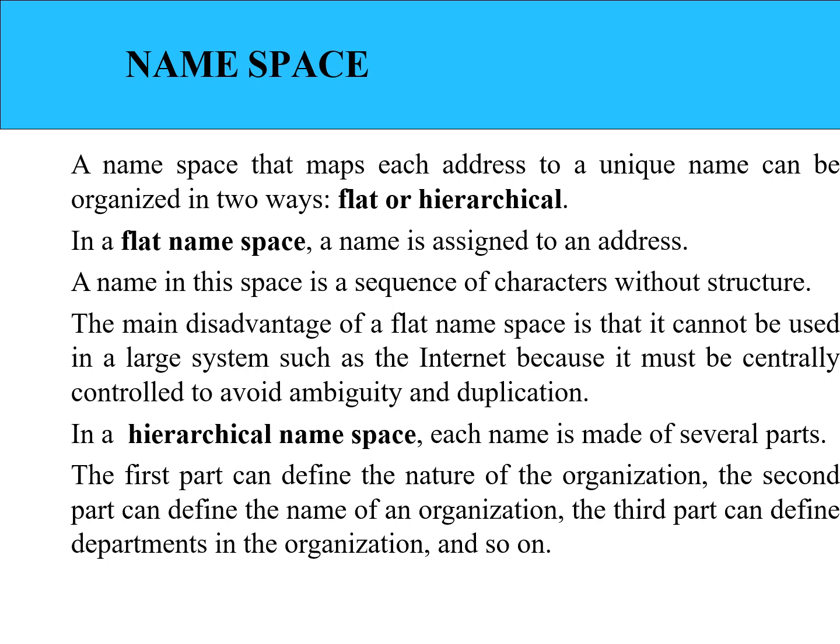In a flat namespace, a name is assigned to an address. A name in this space is a sequence of characters without any structure. But what is the disadvantage of this flat namespace? The disadvantage is that it cannot be used in a large system such as the internet, because it must be centrally controlled to avoid ambiguity and duplication.